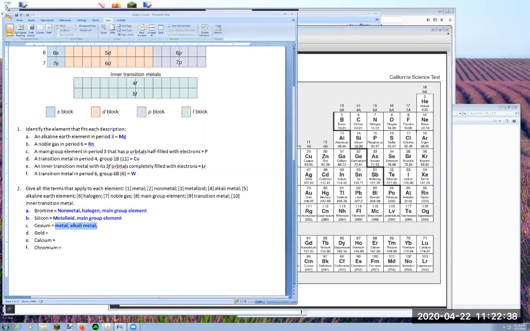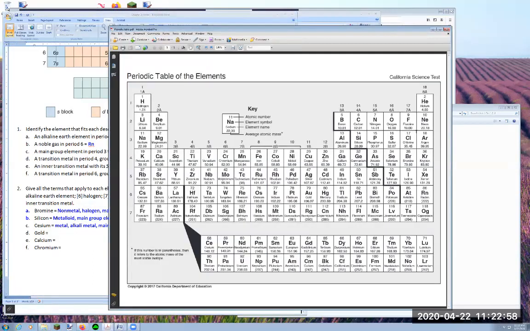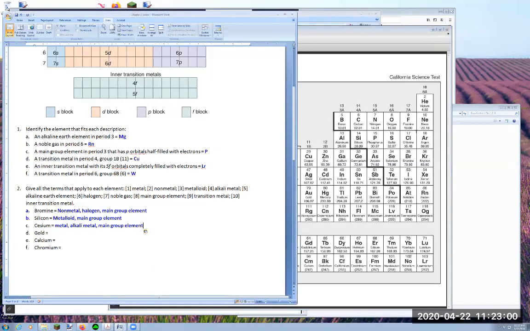Next, so then it cannot be a halogen, noble gas, or alkaline earth. Is it a main group element? Yes, because it's in A group. 1A are main group elements. And what else? Transition metal, no. And inner transition metal, no, because it's not in there.